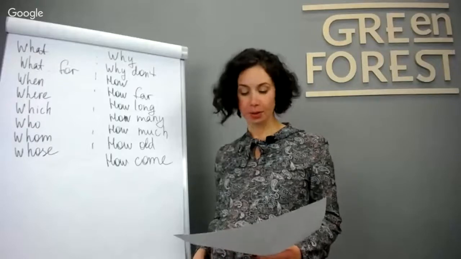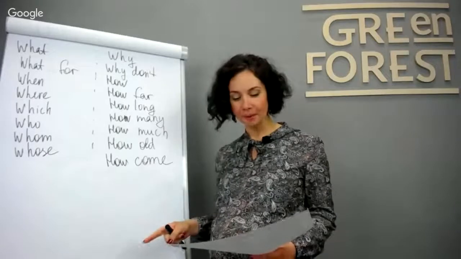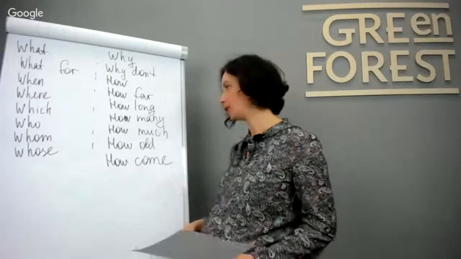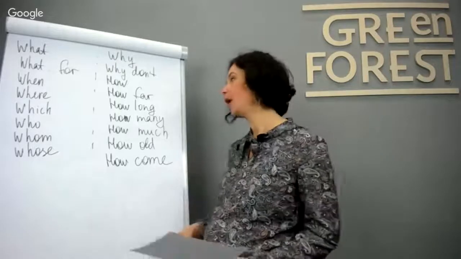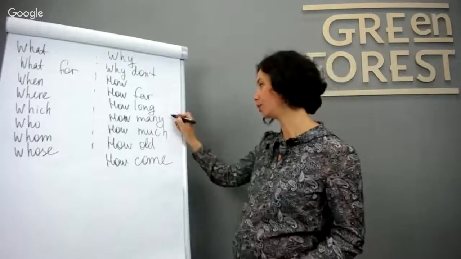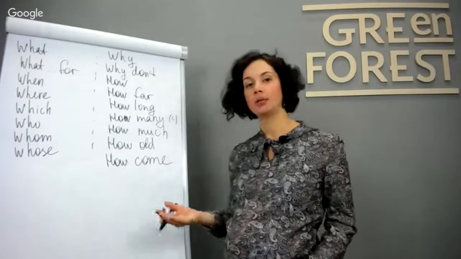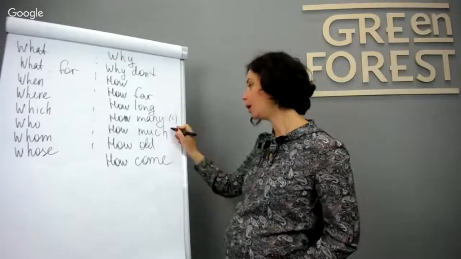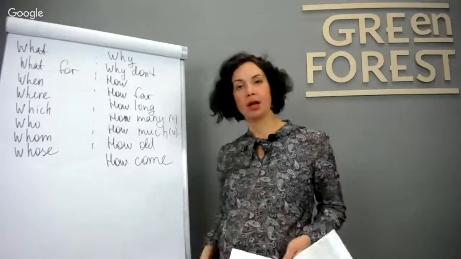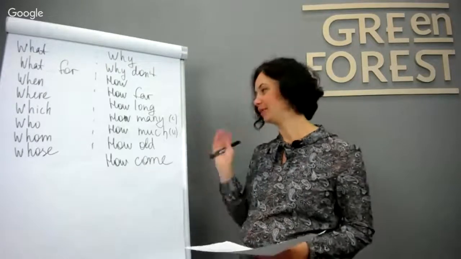How far? We ask about distance. How far is it from Kiev to Crimea, for example? How long? We ask about duration. How long have you been working for this company? For 3 years. How many? We ask about quantity, and how many we use for countable nouns, the ones that we can count. How many books do you have at home? How many students do you teach? And how much we use for uncountable nouns. How much water do you drink? How much air do you breathe? Stupid example, but okay. How much money do you earn, let's say?